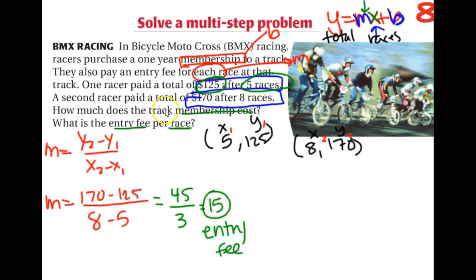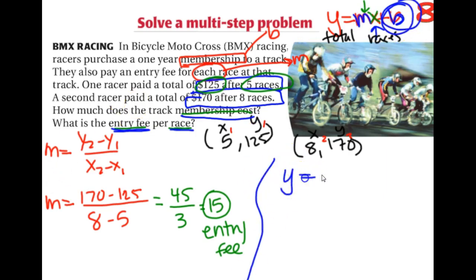So that 15 either needs to be our membership cost or our entry fee per race. Well, M is multiplied by the number of races, so it has to be our entry fee, which we pay per race. Now we need to figure out our membership cost, which is the one-time cost. We found M, now we need to find B. That's what we've been doing all day. Find M, then find B.